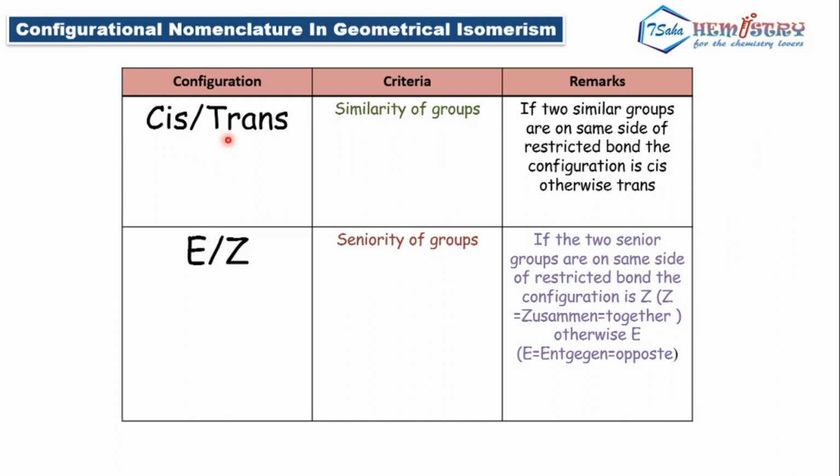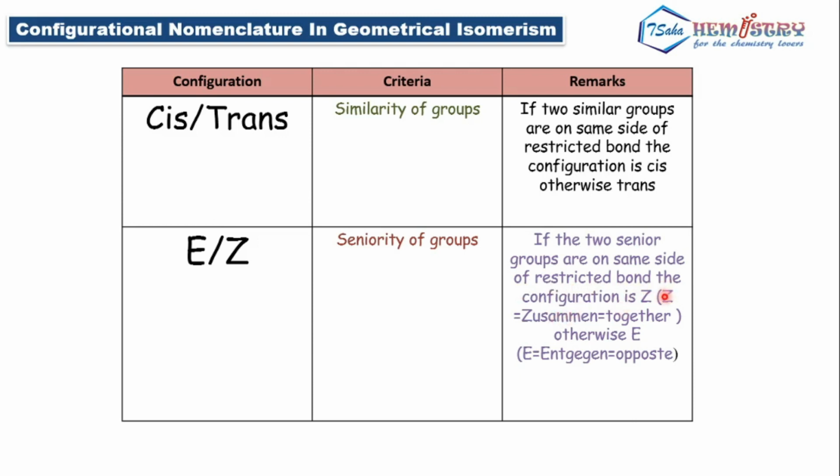Okay, now cis-trans configuration is based on this criterion, that is similarity of the groups. And this remark is very important, that if two similar groups are on the same side of the restricted bond, the configuration is cis, otherwise it is trans. Similarly, in the case of EZ, we are looking at the seniority of groups. If the two senior groups are on the same side of the restricted bond, the configuration is Z.